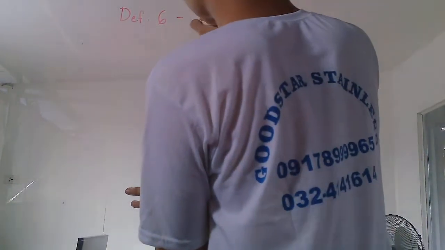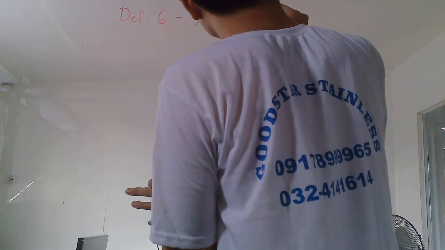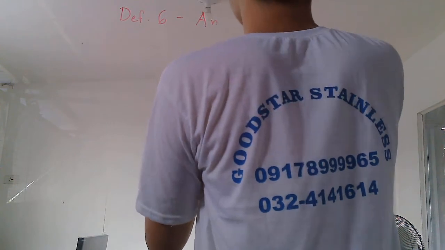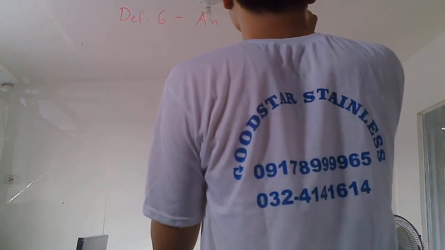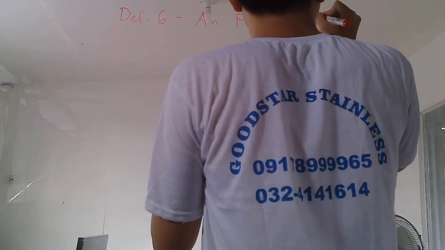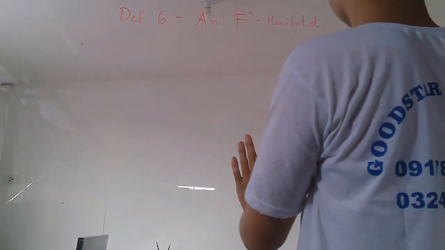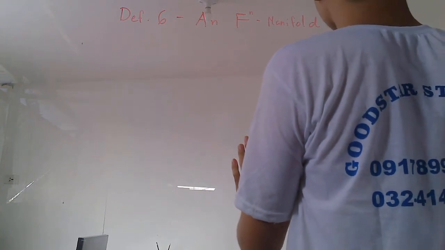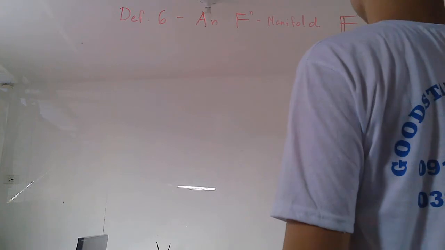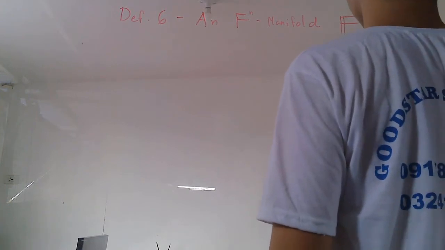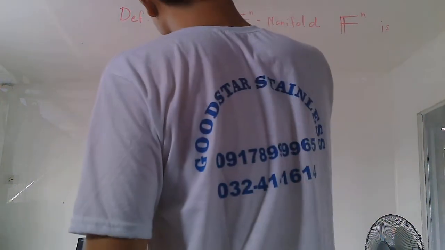Definition 6. An F manifold, which I will call Fn, is a topological space.